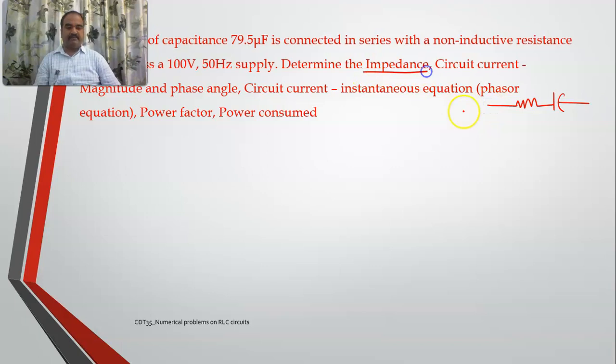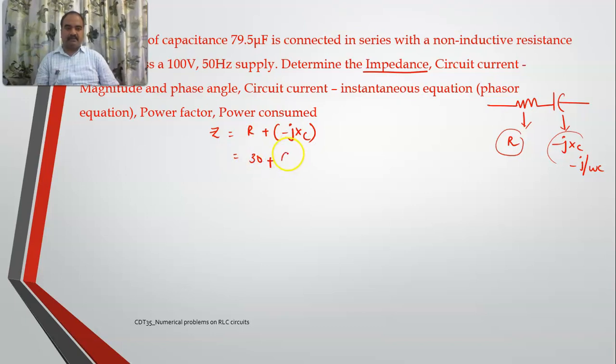So first of all, determine the impedance. The impedance offered by the resistor is R, whereas for the capacitor it is minus jXC, or I can write it as minus j by omega C. So my Z is a combination of both: R plus minus jXC. R is 30 ohms, plus minus j, where j is an imaginary term. XC is 1 by omega C, right? Frequency is 50, so F equal to 50 means omega is 2 pi F.